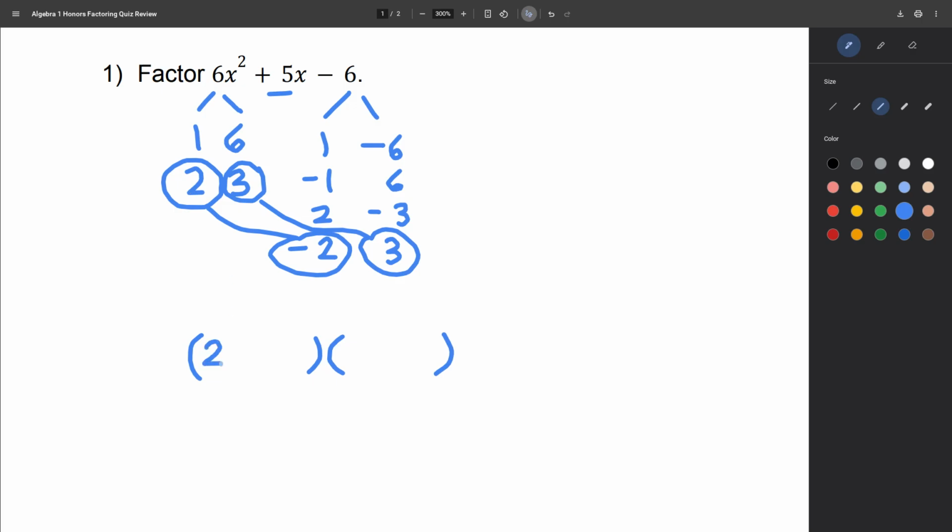So we're going to have 2x and 3x. Now I want 3x to be multiplied by 3, so I would put plus 3 here because the inner terms multiply together. And I want 2x to multiply by negative 2, so I would put the minus 2 here because the outer terms multiply together, and this would be my solution.